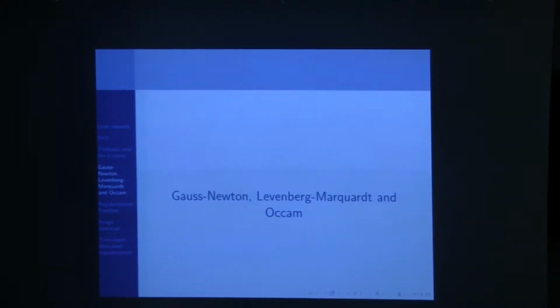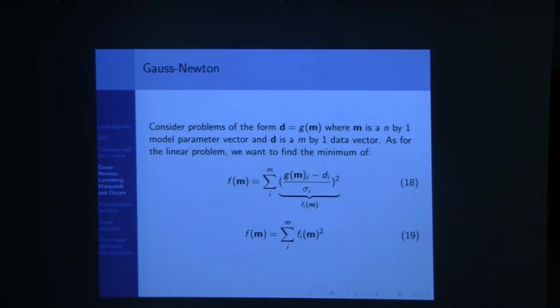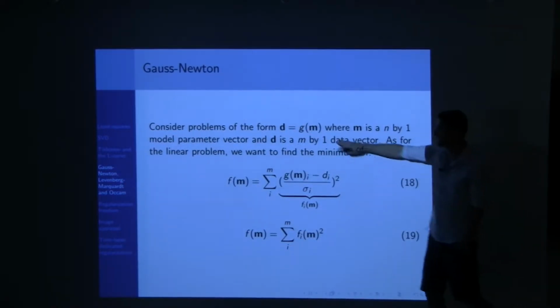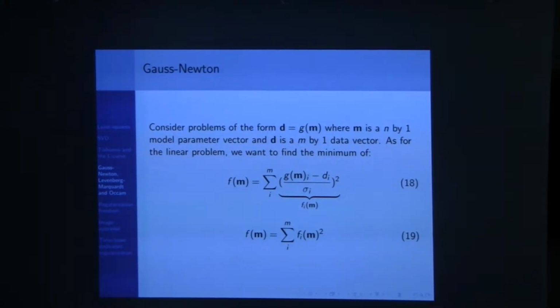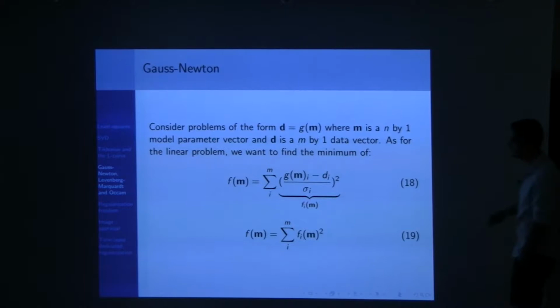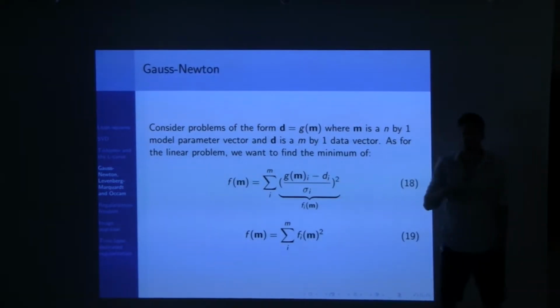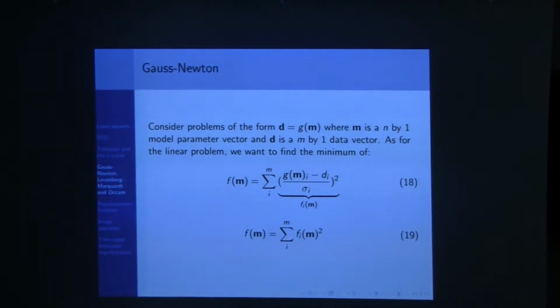Okay, so that was what I wanted to show for the linear problem. For the nonlinear problem now, consider problems of the form d equals a function of m. We're not in the matrix form anymore, so we cannot invert it directly. So again, we're going to state the problem as a minimization problem, where we minimize the sum of the squared residuals. So it's again the least squares solution.